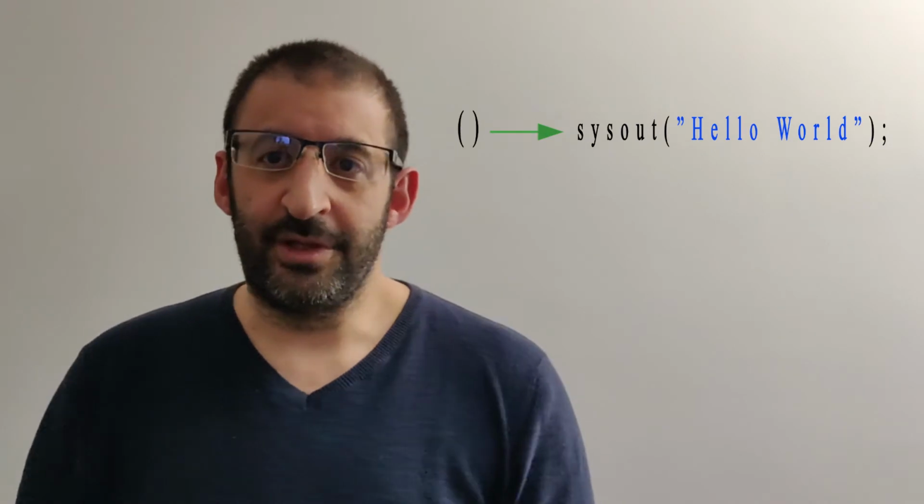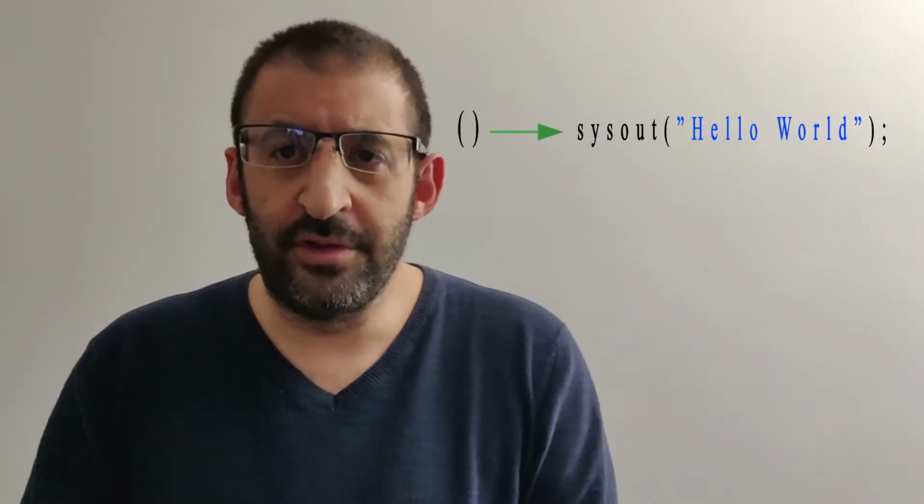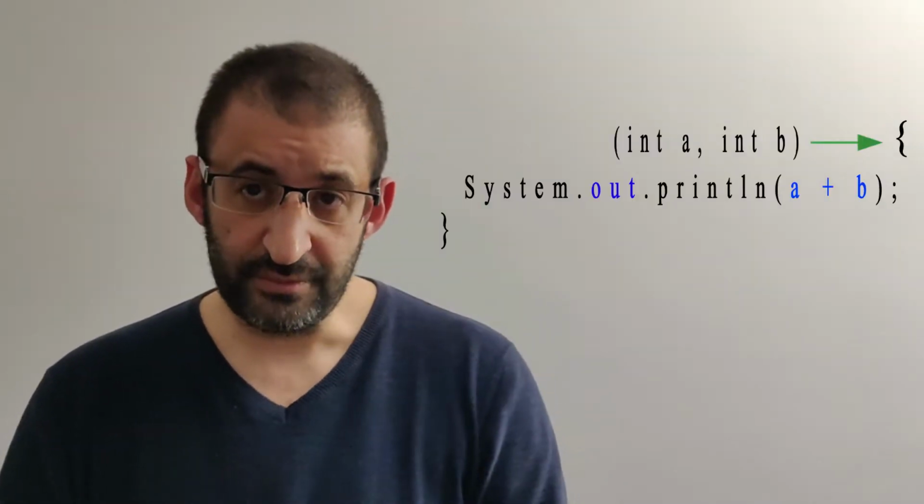Of course, if we have a lot of statements in the body of our lambda expression, we must keep the curly braces, else we get an error, an exception. So this is the first thing. If we have only one statement in the body of our lambda expression, we can remove the curly braces. So let's see now the second example.